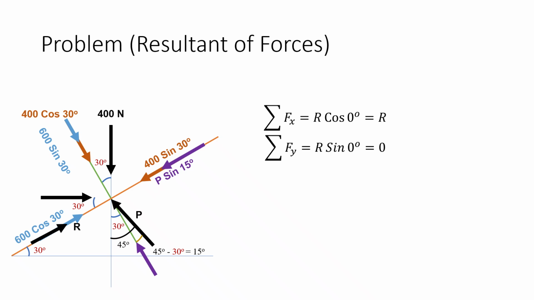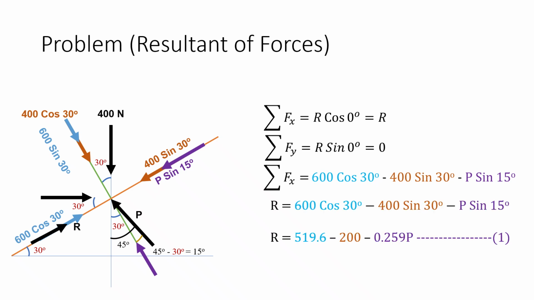So first I will find out summation of Fx. As you can see along the x axis, whatever the components are there, I am just summing them. So I have 600 cos 30 degrees, which is acting rightward, in the right direction, so it will be positive. And the other two forces, 400 sine 30 degrees and P sine 15 degrees, are acting left side, so those will be negative. By simplifying this, I will be getting R equals 519.6 minus 200 minus 0.259 P. I am keeping this as equation 1.